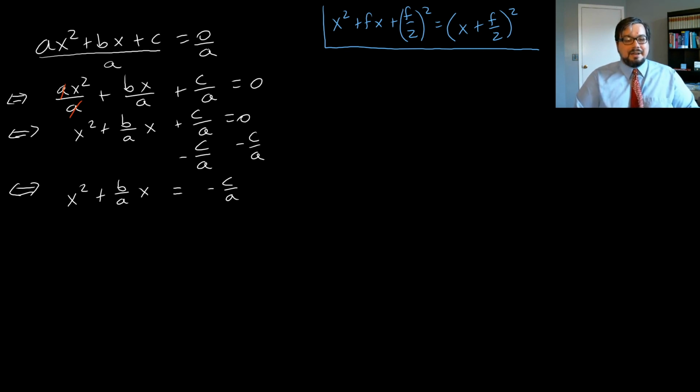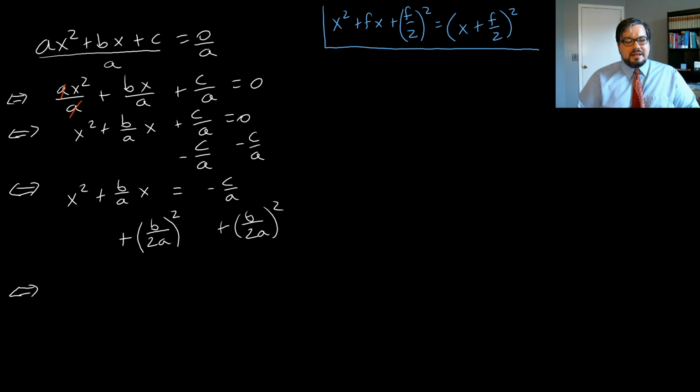I'm going to add something very special to both sides of my equation. I'm going to add b over 2a squared. And I'm going to add b over 2a because that's exactly what I need on the left-hand side to turn it into a perfect square trinomial. It's half of the coefficient of x. And I'm going to do the same thing on the right-hand side to balance it out.